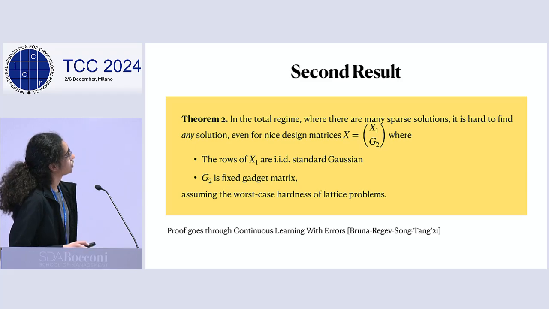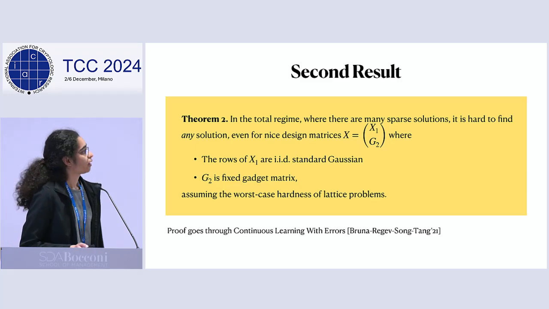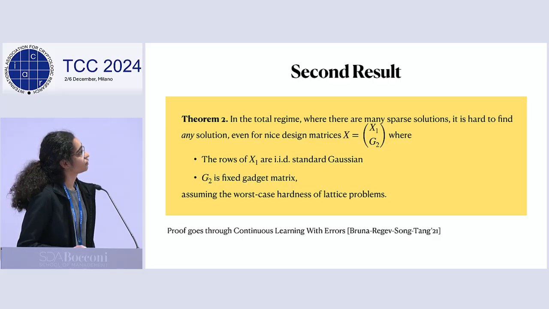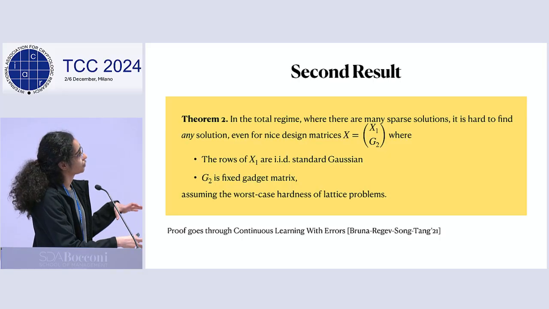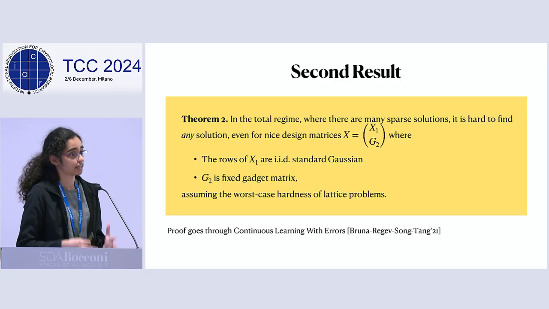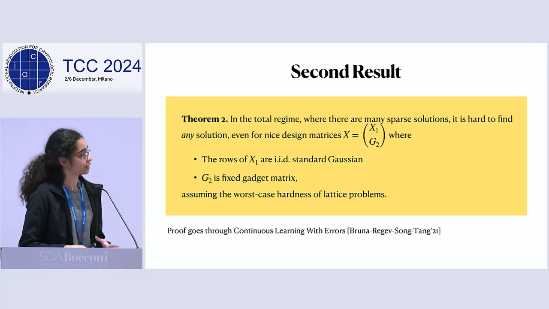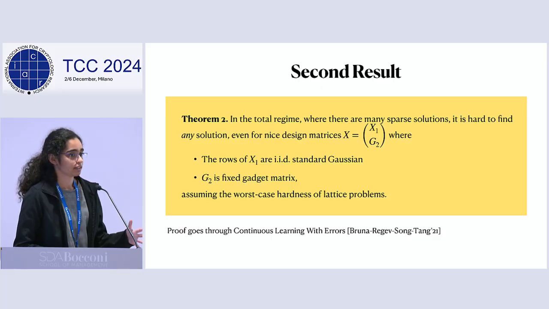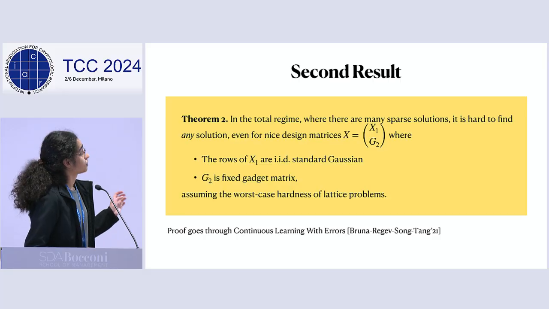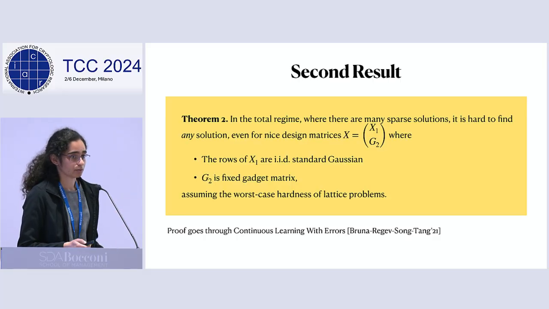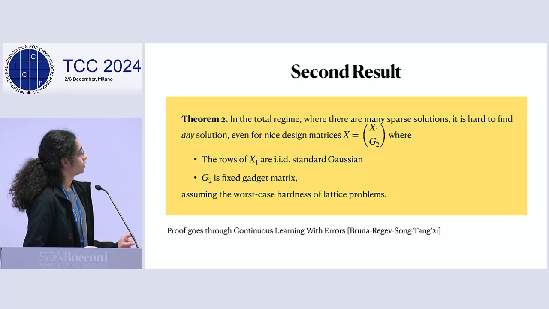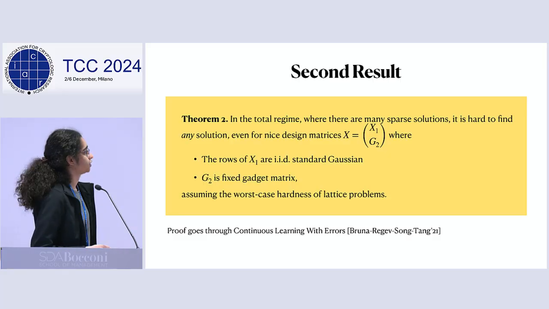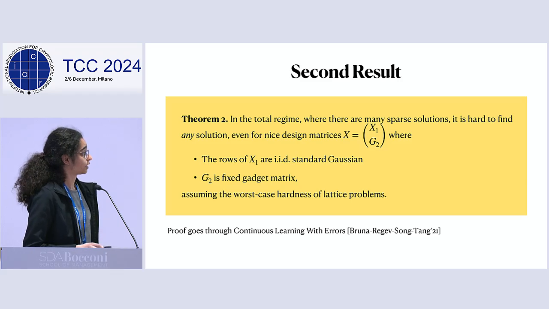As our secondary result, we study the total regime where there are many sparse solutions. And we show that even if the top part of the matrix X1 is drawn from a standard Gaussian, so it's really nicely structured, since we're in the total regime where there are many solutions, this problem is still hard if you believe the worst case hardness of lattice problems. And as a teaser, the proof goes through the continuous learning with errors problem, which was introduced by Bruna, Regev, Song, and Tang a few years ago.